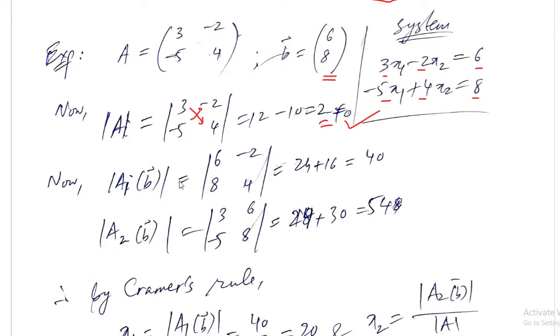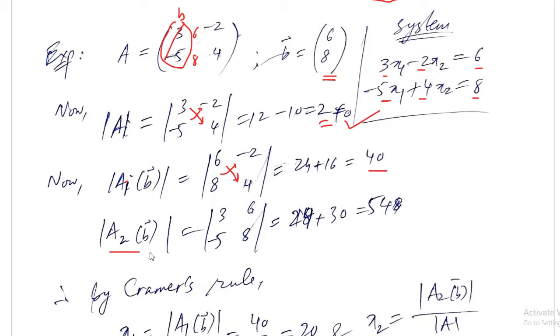It means now I can go and find A1. What is A1? Replace the first column by b to get A1. What is b? b is 6, 8. So I will replace the first column by 6, 8, and the second column will remain as it is, minus 2, 4. So 6, 8, minus 2, 4. Now if you find the determinant, it will give you 40. 6 times 4 is 24 plus 16 is 40.